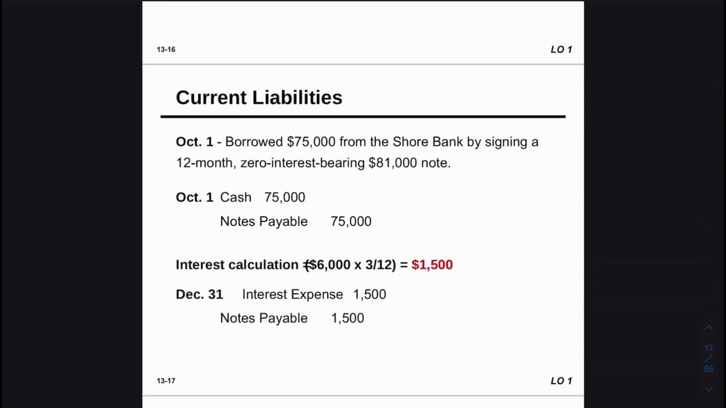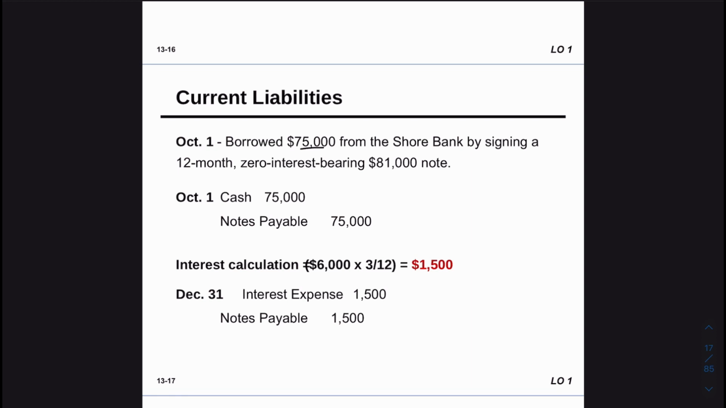And then on October 1, we've borrowed 75,000 from the Shore Bank by signing a 12-month zero interest bearing note. Because it's a zero interest bearing note, they gave us the present value and the face value of that note. So today we'll receive the present value of the note, which is 75,000 cash debit and credit notes payable.